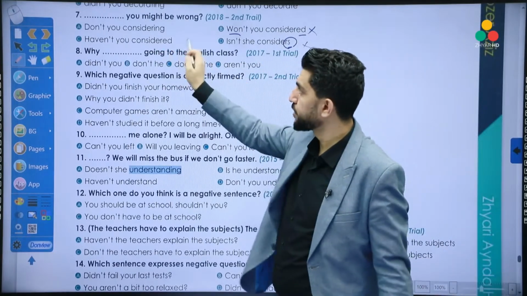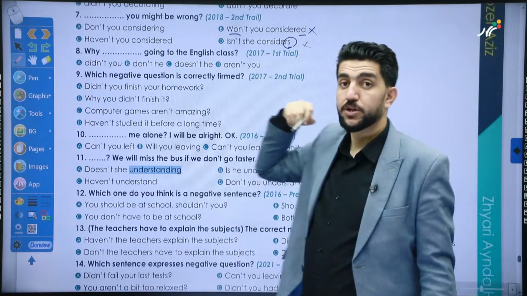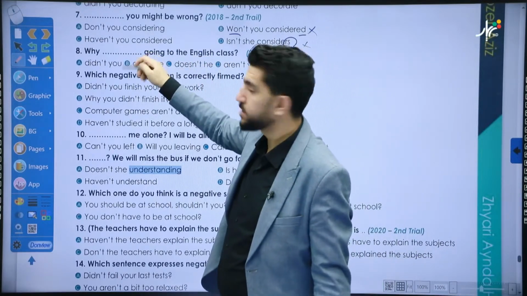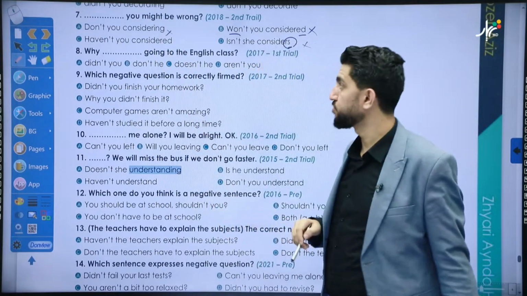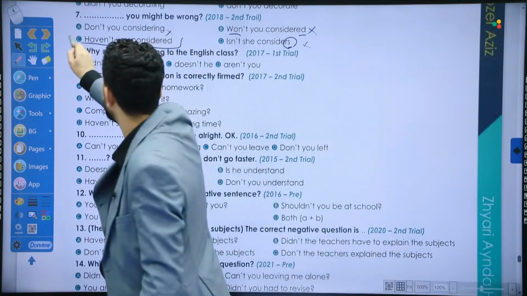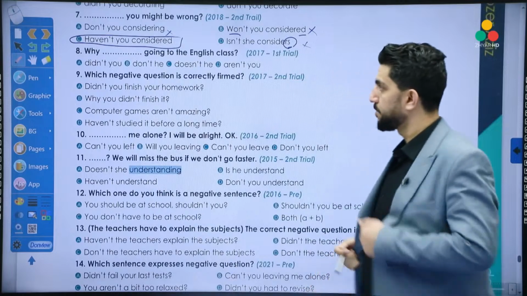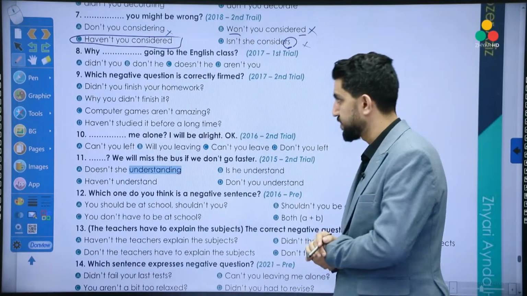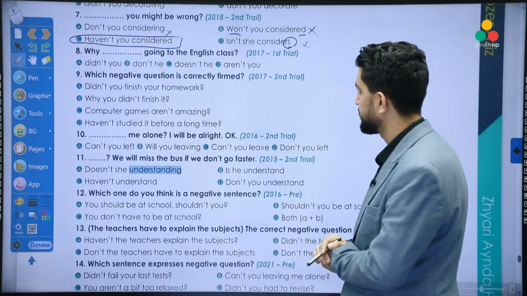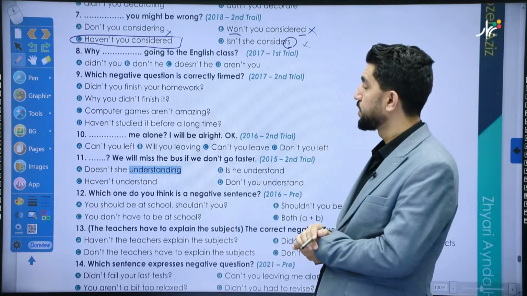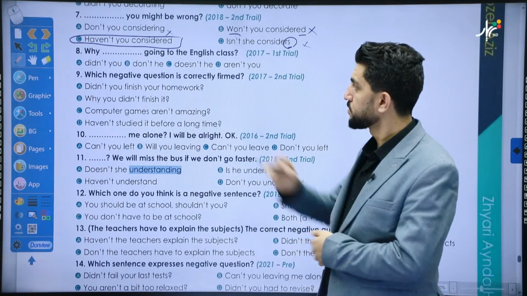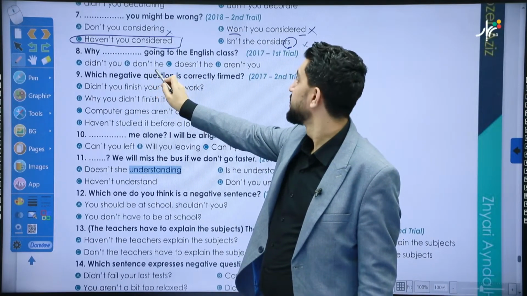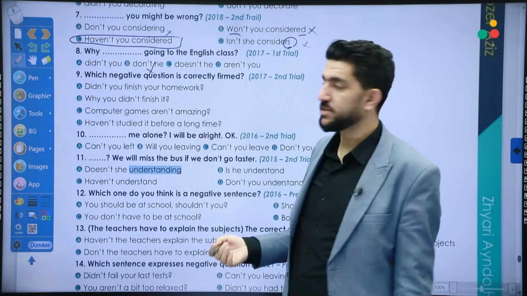Okay. Don't you considering? Do we use ing with this? With do, did, does? No. So which one is correct? C is the correct answer. Well done. Perfect. Number 8. Why going to the English class? Which one do you think is correct? Do you think this one is correct? Don't he? It's wrong. We say doesn't he, not don't he.